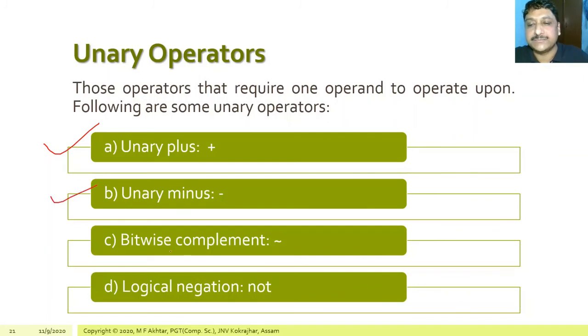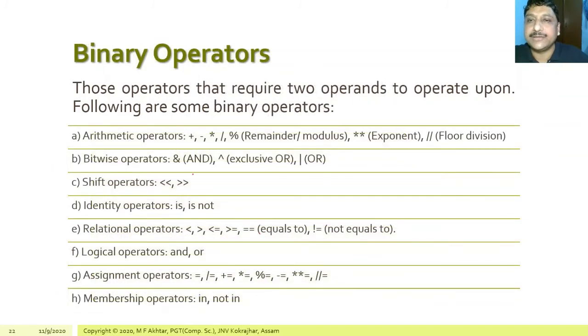Then there is bitwise complement. This symbol is used for bitwise complement, which is also a unary operator. And then the logical operator not is a unary operator. You must know there are 4 unary operators in Python: plus, minus, bitwise complement, and logical negation, that is not.